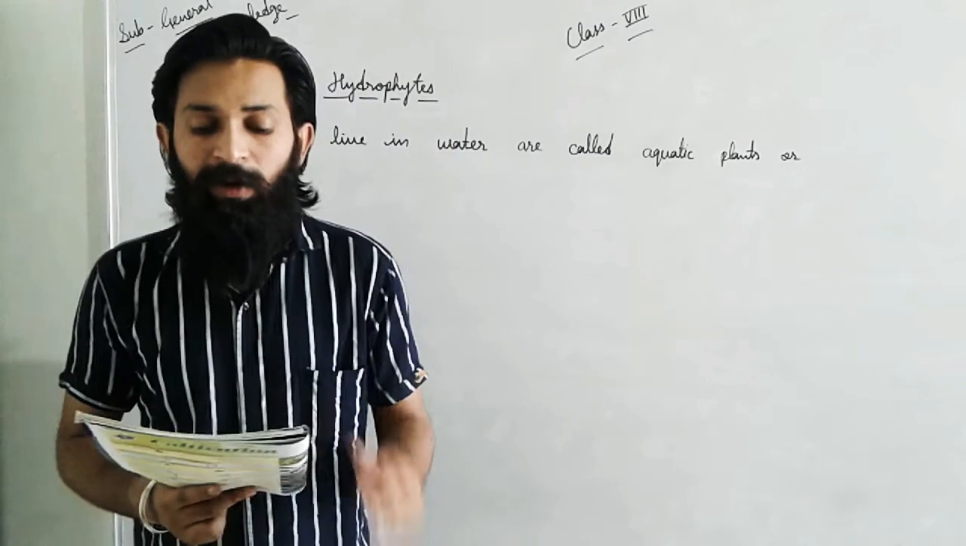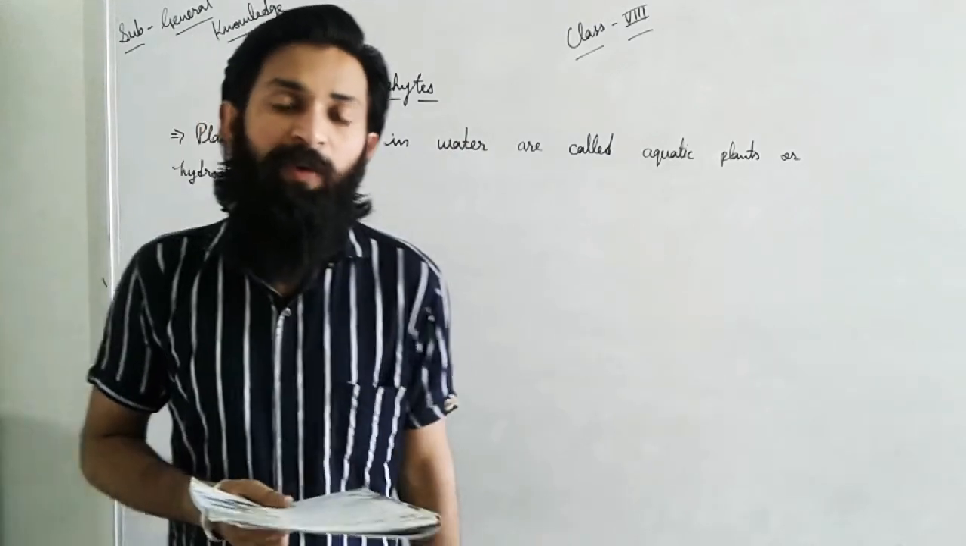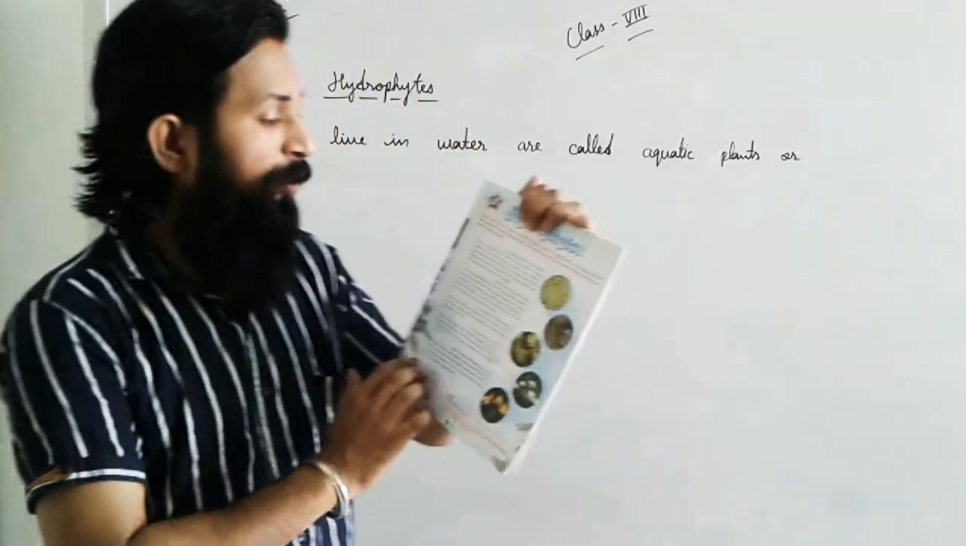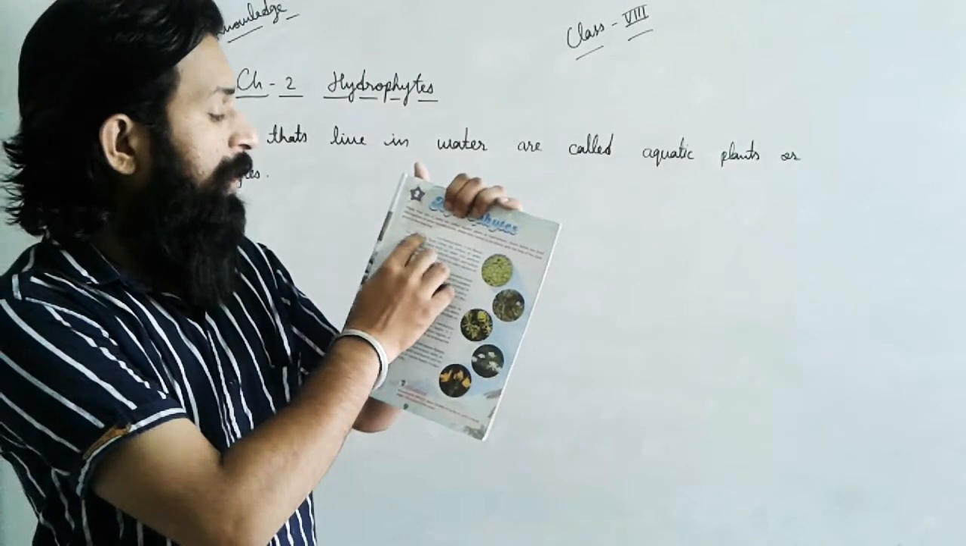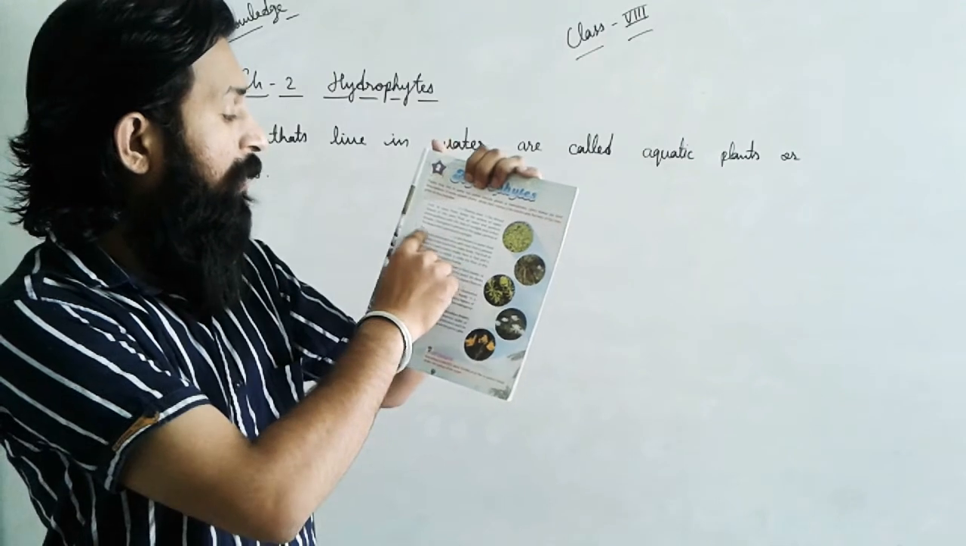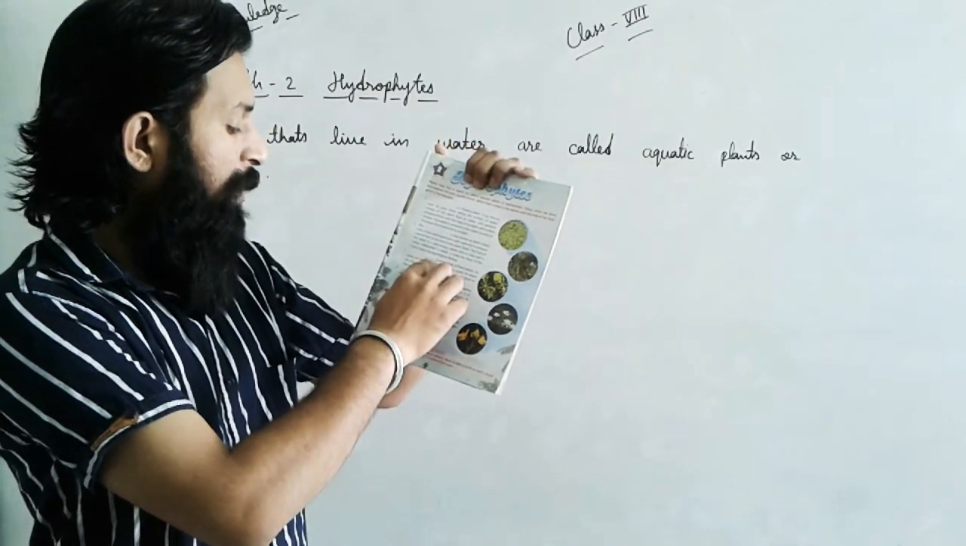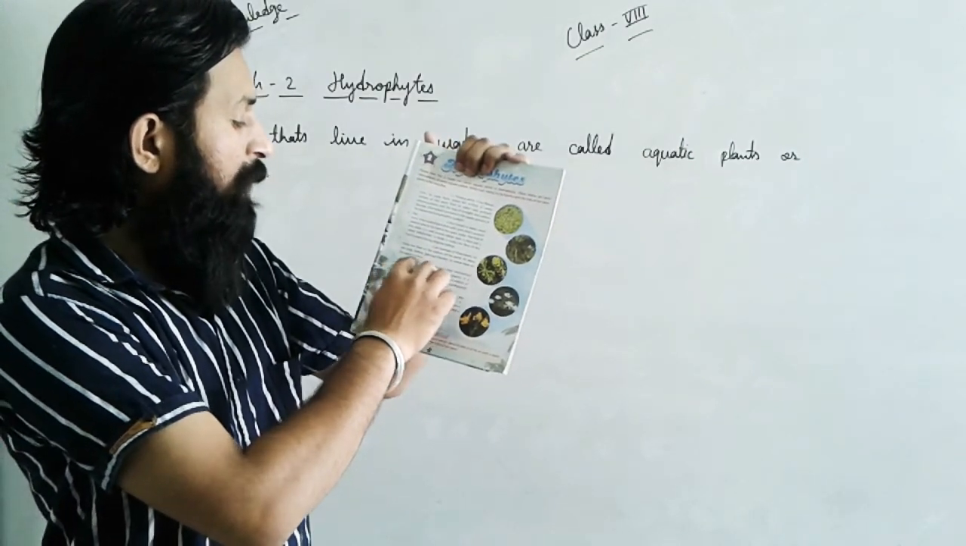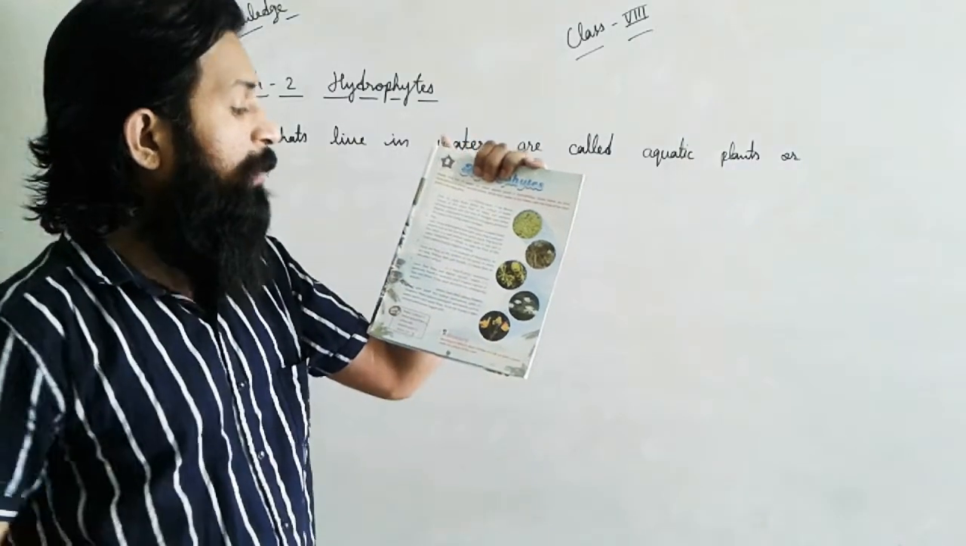Dear students, that is about your hydrophytes. You only have to fill this exercise in your textbook. You have to write the correct option here. First is lettuce. Second is water caltrop. Third, you have to write water lily. Fourth is water wheel plant. And fifth is bladderwort.